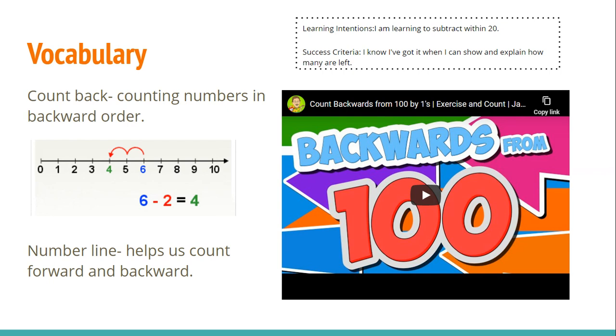Some important words that we need for this week are count back, and this just means that we're counting numbers in a backwards order. So we're going from the bigger number down to the smaller number. Our next vocabulary word is number line. Number lines help us count forward and backwards. Make sure to practice counting backwards from 100 all the way to 1 with Jack Hartman before you move on to the next slide.